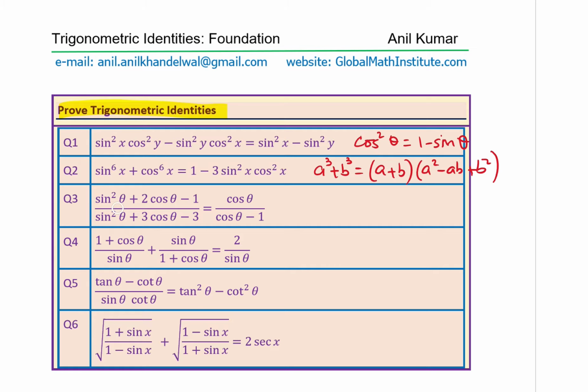The third one here is sine square theta plus 2 cos theta minus 1. We want the results in terms of cosine. So it's a good strategy to write sine square theta this time in terms of cosine. So we could write this as 1 minus cos square theta. Perfect. That should help you to solve this one. Here we could take a common denominator, cross multiply, and then simplify. So common denominator is a good strategy.